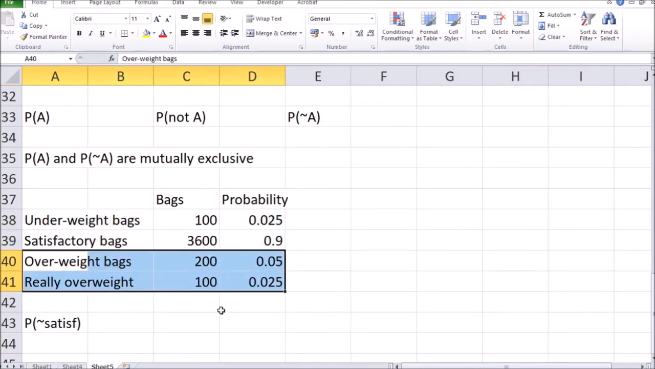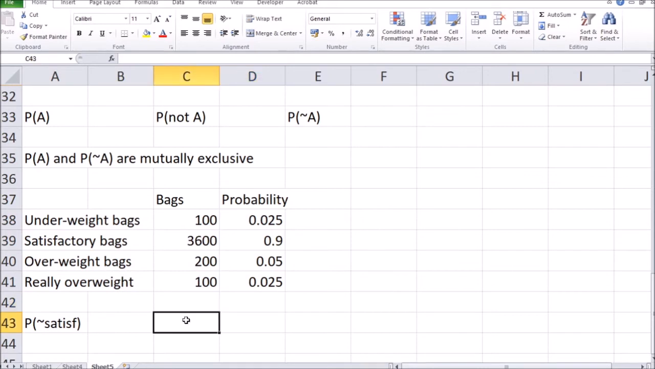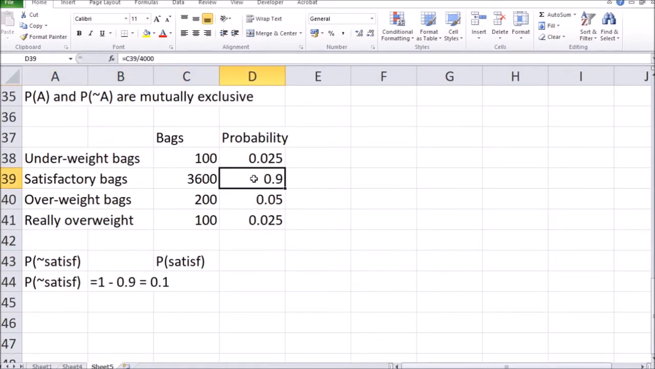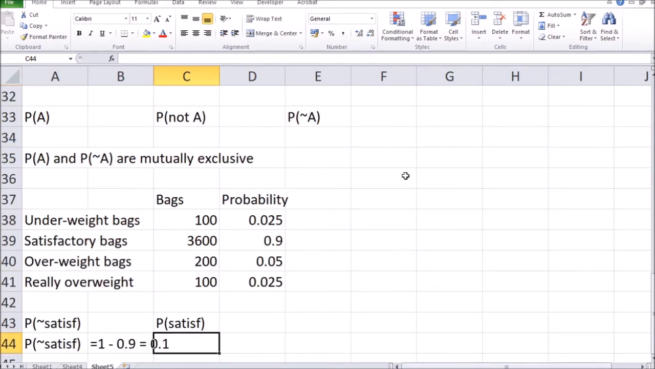So using the complement rule, you can check the probability of a satisfactory bag, let's call it P satisfactory, and subtract that probability from 1. In our example, the probability of a satisfactory bag is 90%. Subtracting this 90% from 1 gives you the probability of the bag being unsatisfactory, either over or underweight. That 1 minus 90% gives you a 10% chance of an unsatisfactory bag. And that is the complement rule for you.